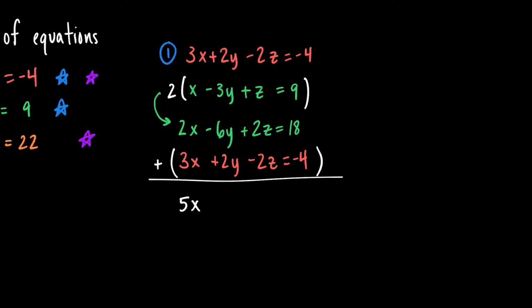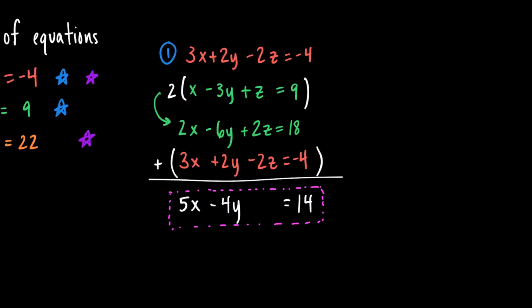The negative 6y plus 2y gives us minus 4y. The z's will eliminate each other, so I'm not going to put anything there. And then 18 plus negative 4 is 14. Okay, so right here is our first equation that only has x and y in it. This is nice because all the equations we had before had a z in them, but this equation has reduced it so that we're just dealing with x's and y's.